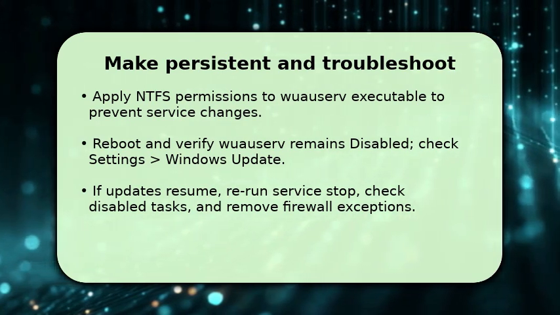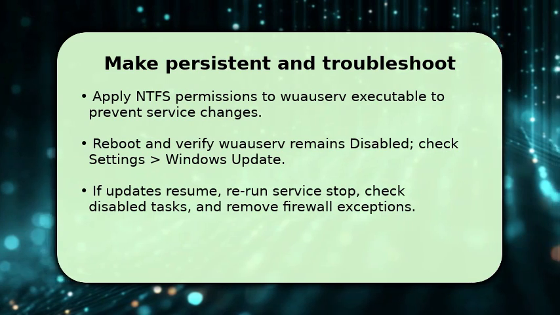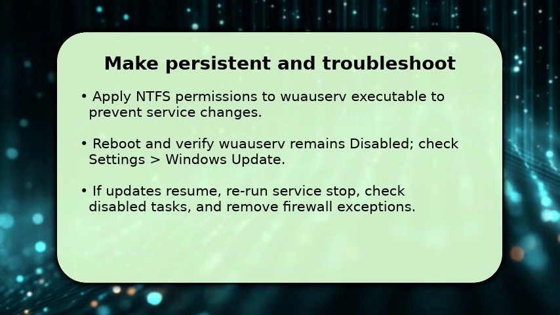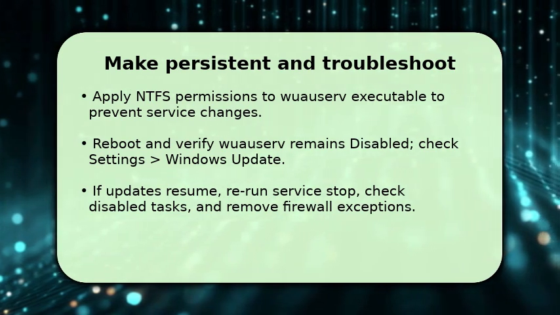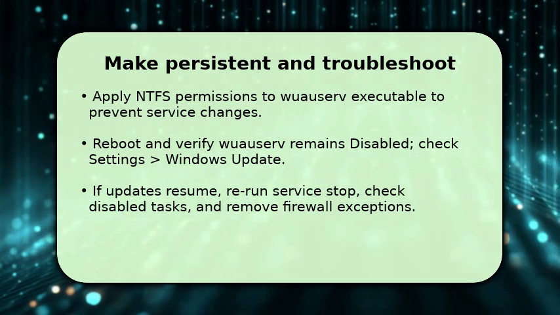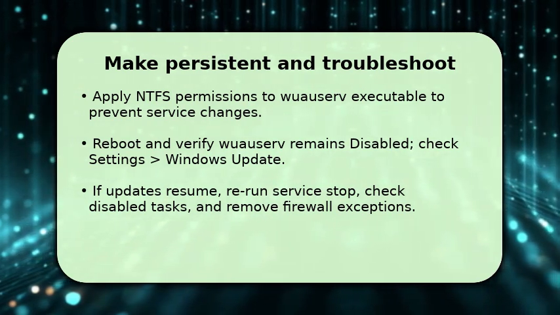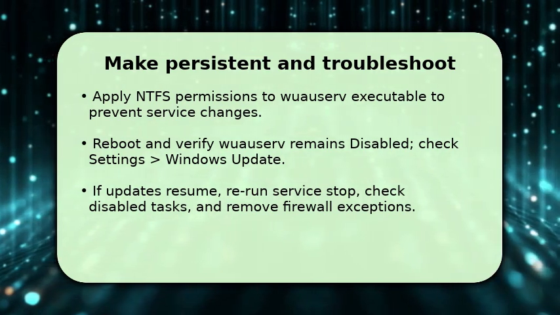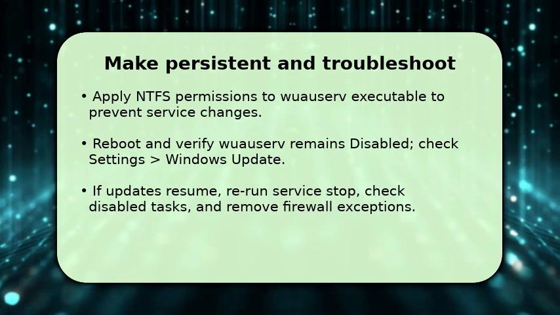Then reboot and confirm WiiWaServe stays disabled and Settings shows no active downloads. Make sure Delivery Optimization stays renamed. If updates resume, rerun the stop steps, re-disable Update Orchestrator, and inspect firewall rules. Often a single scheduled task or a firewall exception is why updates come back. Correct that and retry.